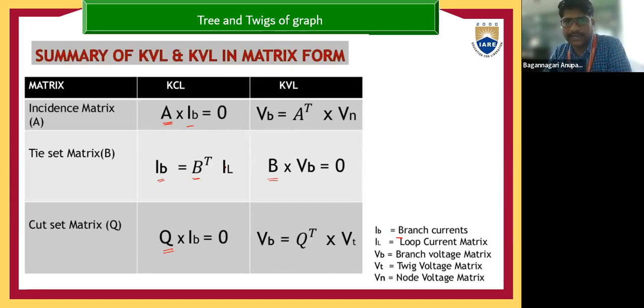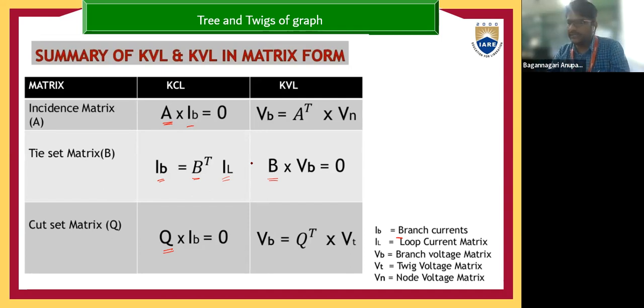Transpose of matrix B multiplied with loop currents will give the value of branch currents, just like in the mesh analysis method. And similarly we also get the relation for branch voltages as well. Similarly, the Cutset matrix can be used for finding the same branch currents and branch voltages, right? So in KCL form or in terms of KVL, we can use these incidence, Tieset, and Cutset matrices.